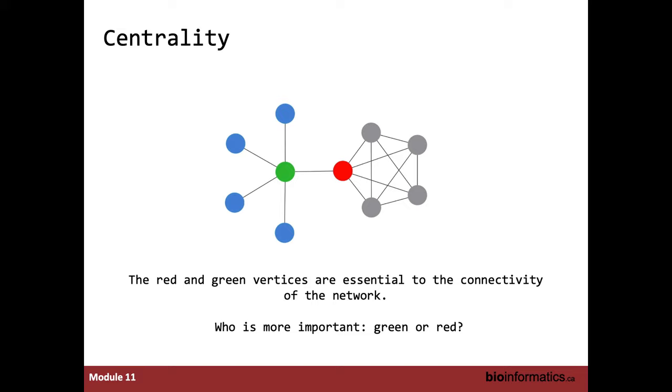Green's got a lot of power because the blue nodes obviously interact with the green, and that's the way in which those blue nodes connect to the other side of the graph. And in fact, they connect through green and red as well. And red might be more powerful since red can actually promote the flow of information amongst this kind of close-knit community of gray nodes.